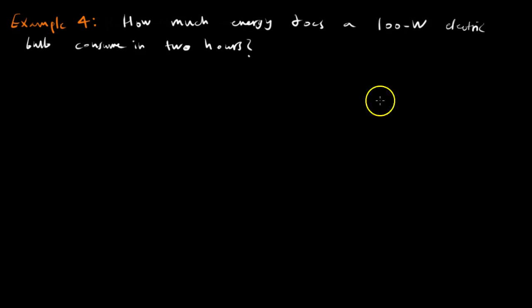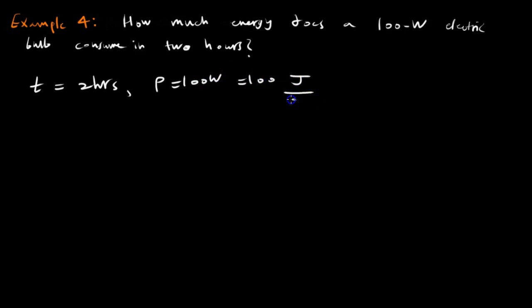Okay, looking at another problem, now we have a more practical one, where we're dealing with watt hours, or the energy spent. So this one is saying, how much energy does a 100-watt electric bulb consume in 2 hours? So we can see that the time given is 2 hours, and the power is given as 100 watts. And we have to remember that is 100 joules per second, or units of energy per second.